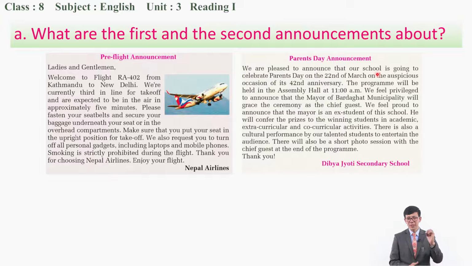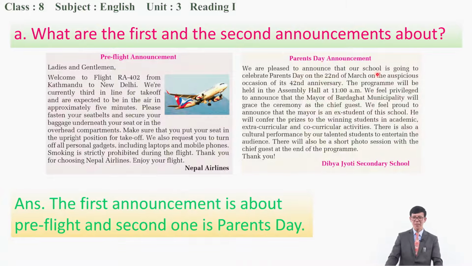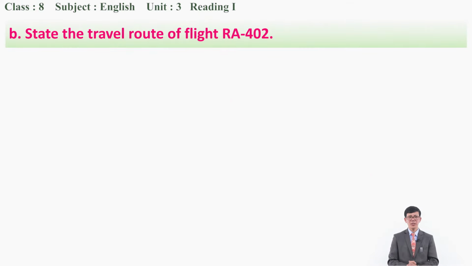So you can simply write what the first and the second announcement are about. Let's tally our answer. The first announcement is about pre-flight. You got it. And the second one is Parents' Day. This is how you can write the answer for question number A. I hope you are writing. Okay, good. Now let's look at question B.